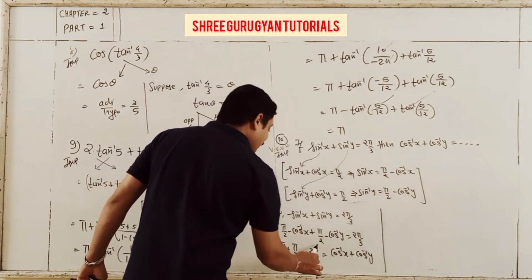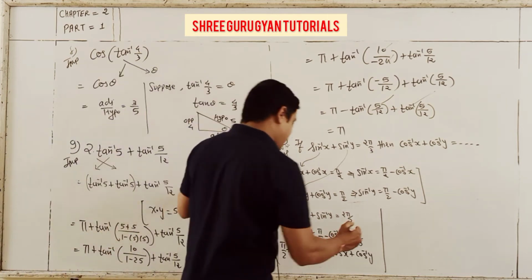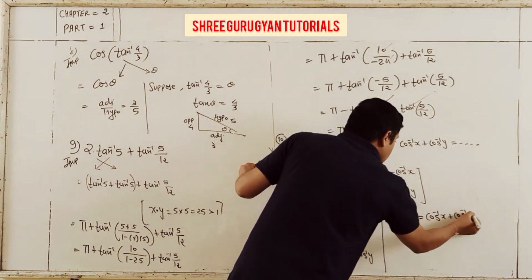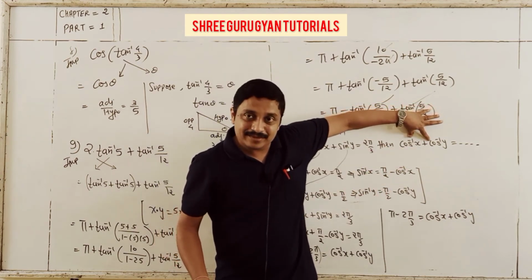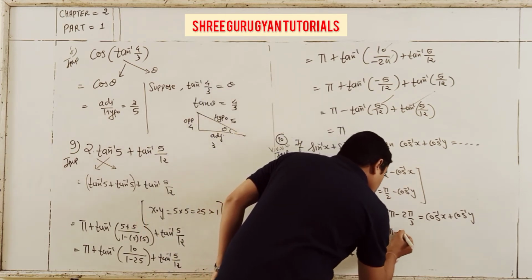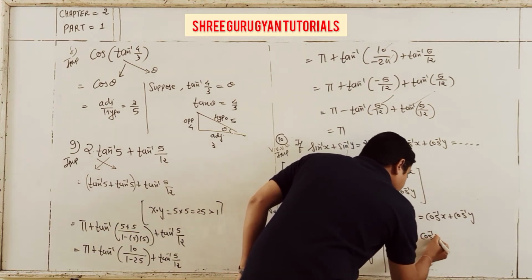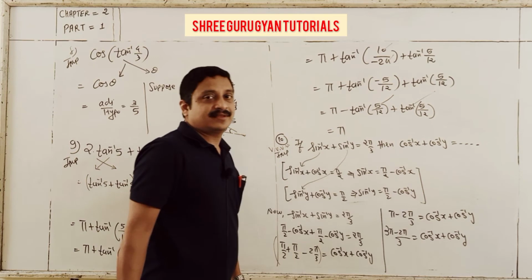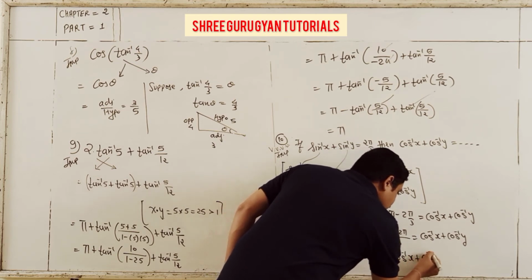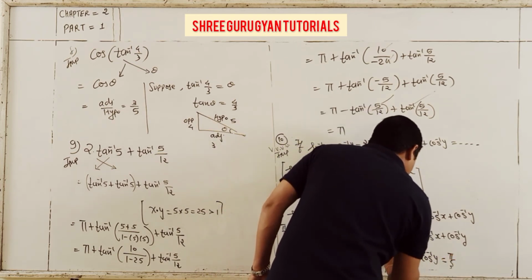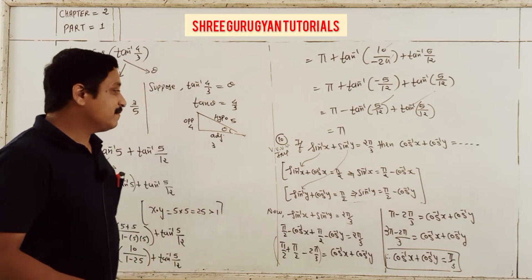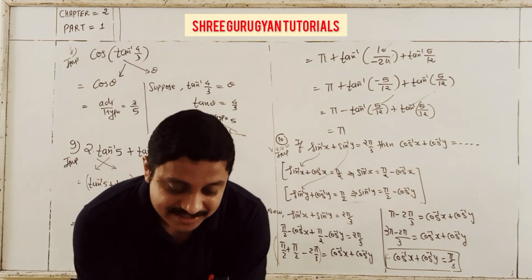So 90 plus 90, and the other side as it is. Now take the LCM: pi minus 2 pi by 3, with cos inverse x plus cos inverse y. Taking the LCM, 3 pi minus 2 pi by 3, so the answer is just pi by 3, and that's your final answer. Now continue moving towards the next question.